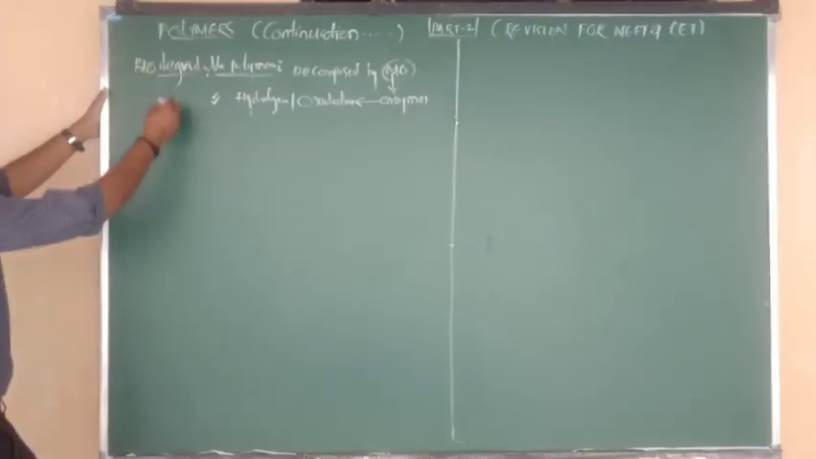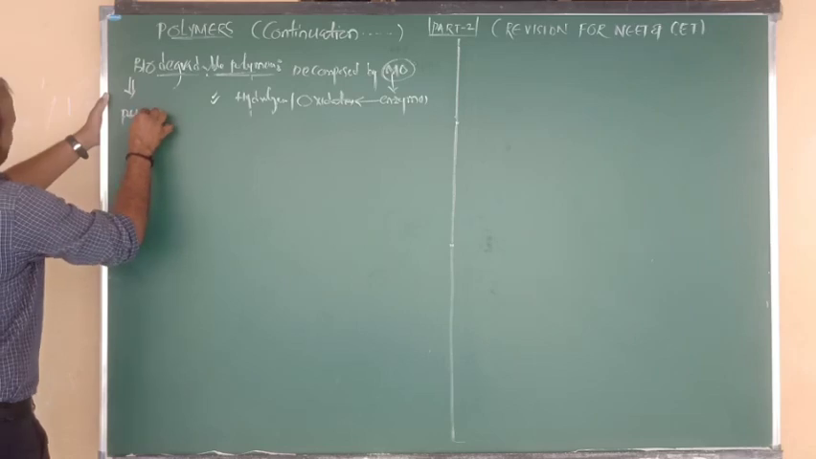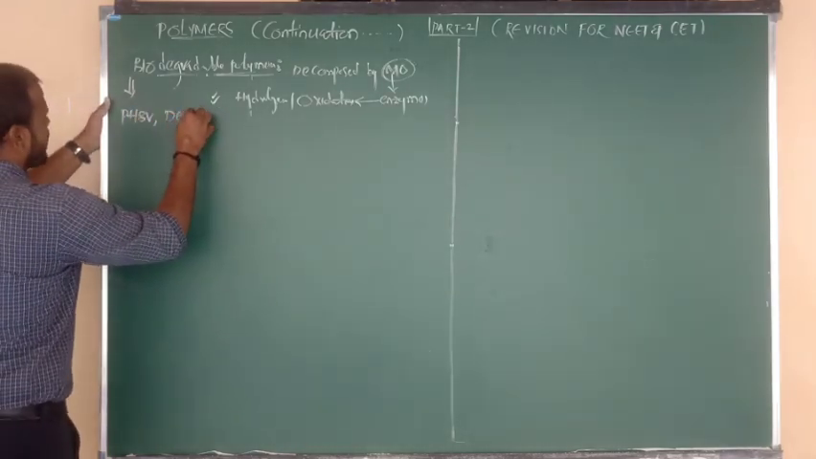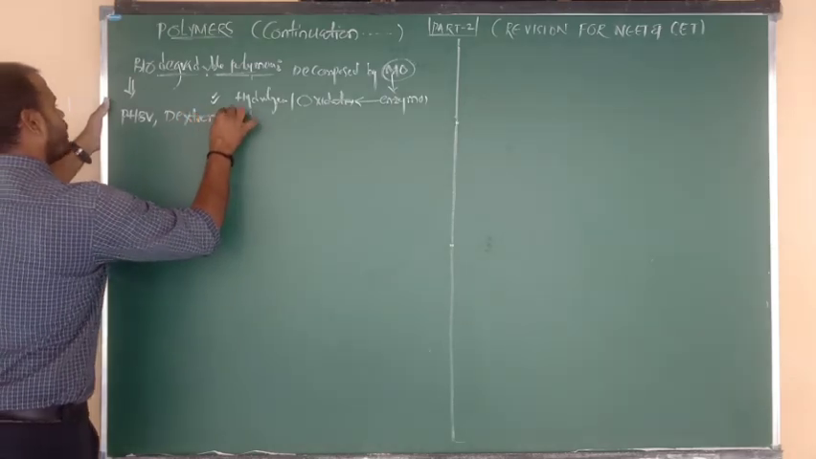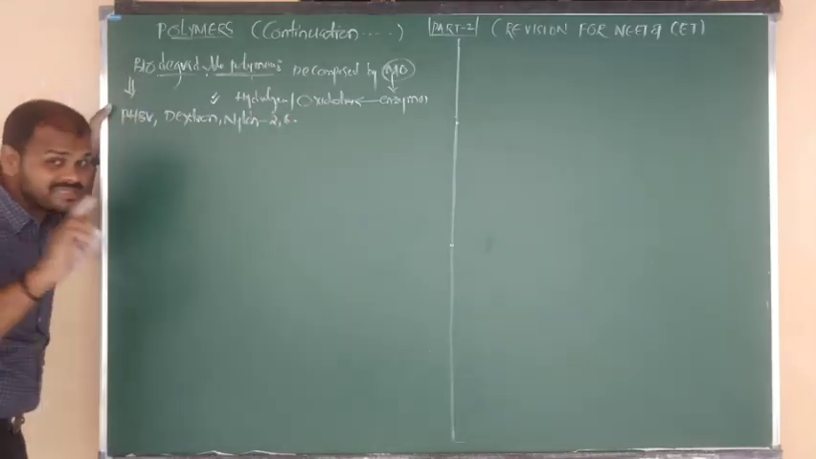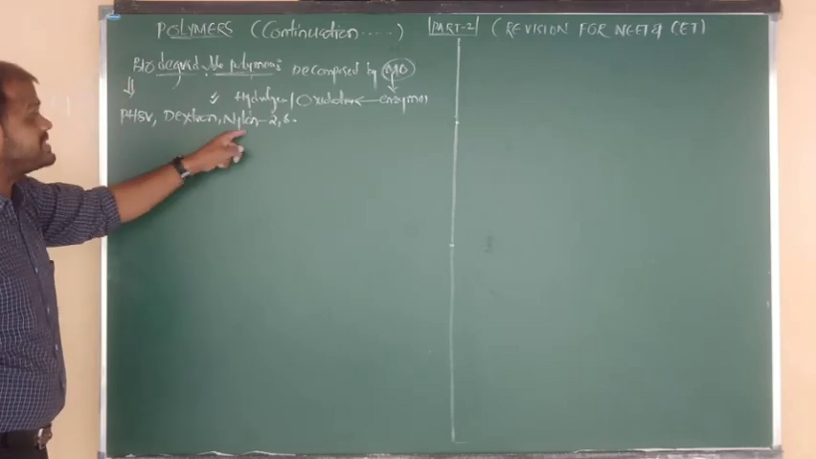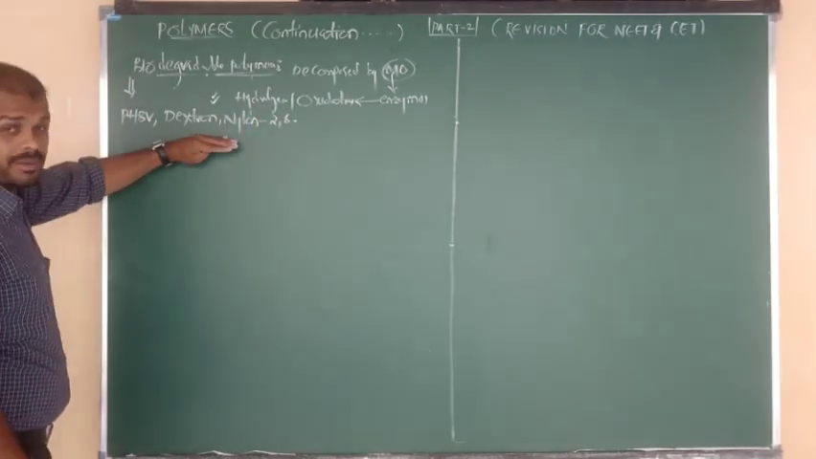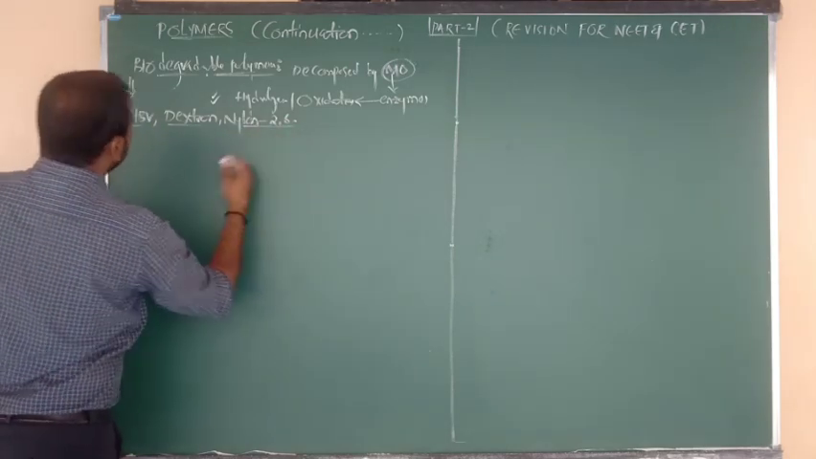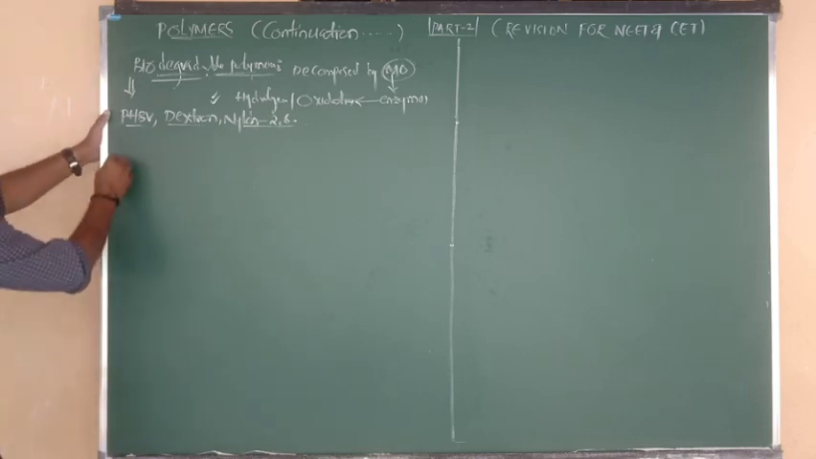So let me write first of all what examples are there. One is nothing but PHBV, and one more is nothing but dextron, and one more example is nylon 2,6, not 6,6. Nylon 6,6 is non-biodegradable, nylon 6 is also non-biodegradable, but this is nylon 2,6, beta. So try to remember these three examples perfectly. PHBV, dextron, and nylon 2,6 are the polymers of the biodegradable category. Okay, let me write number 1.